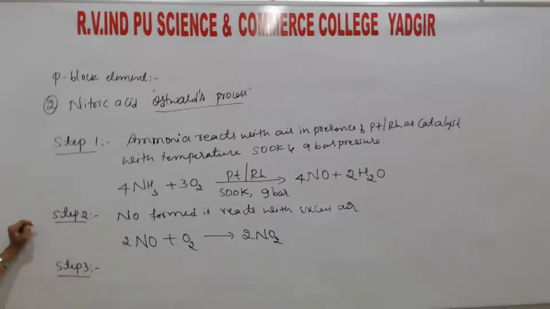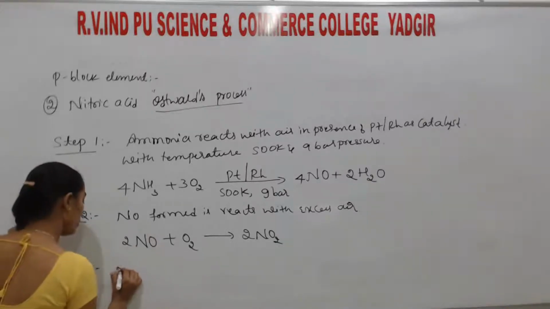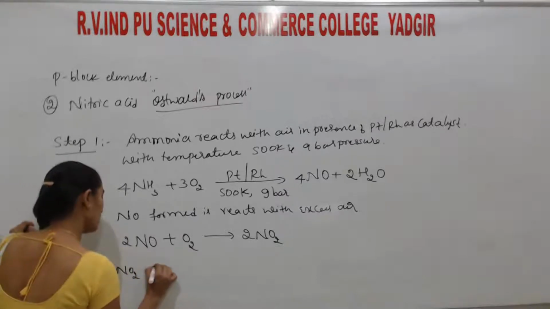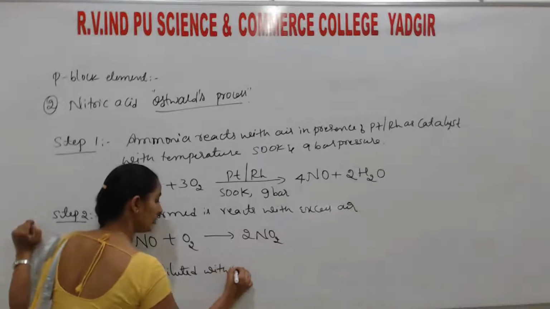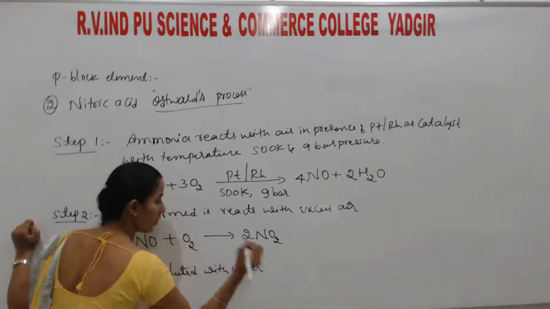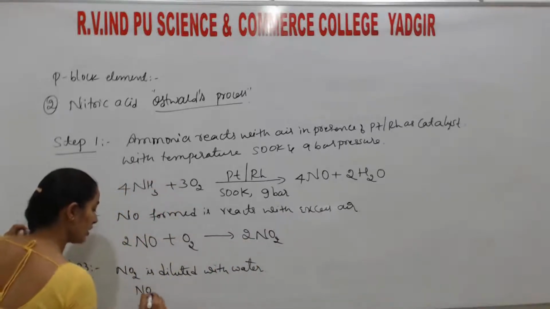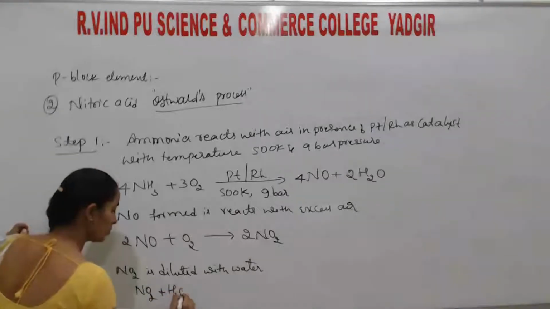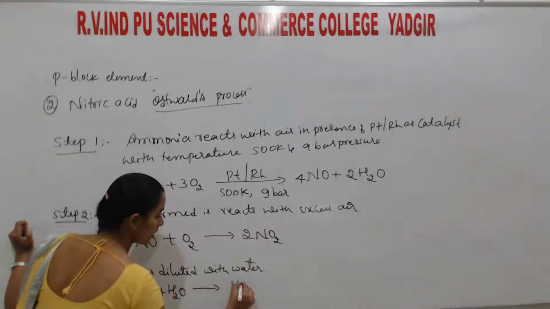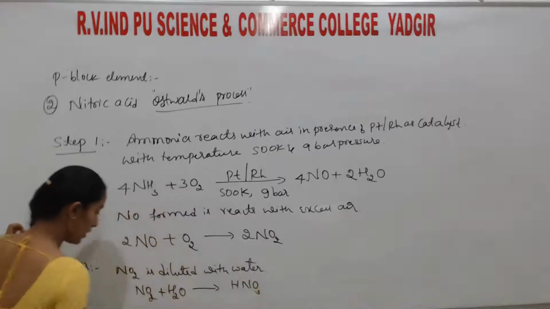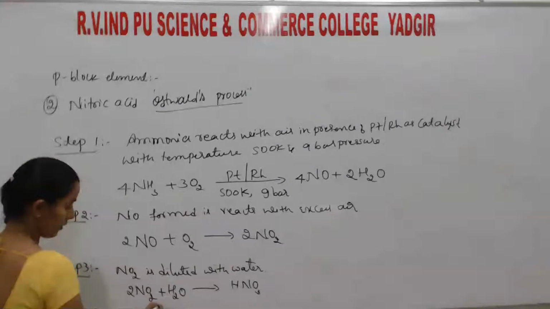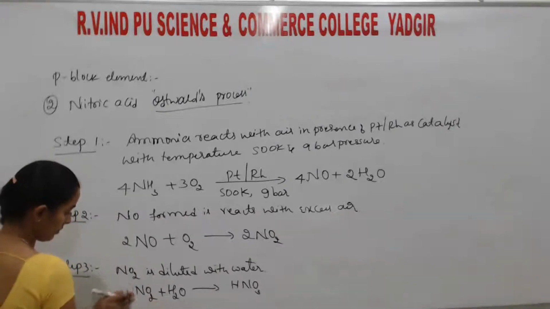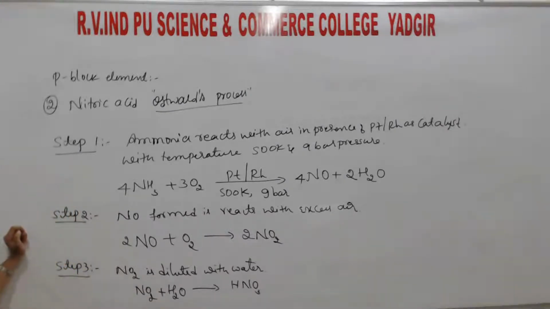Step 3. So this NO2 is diluted with water, or reacts with water. You take NO2 plus H2O gives rise to HNO3. You take 3 moles of NO2, giving 2 moles of HNO3 plus NO.